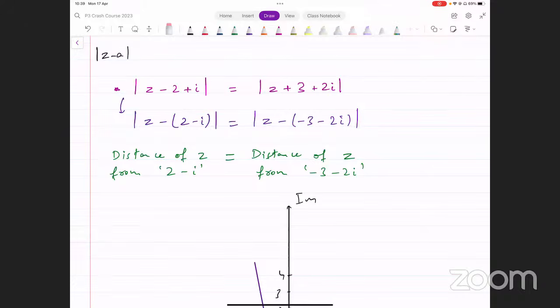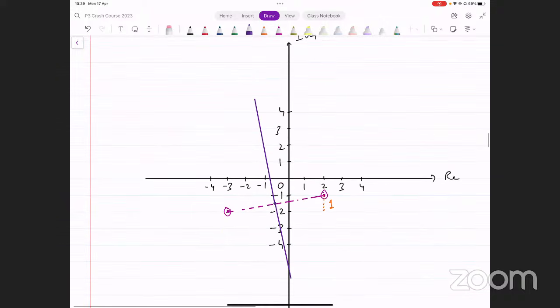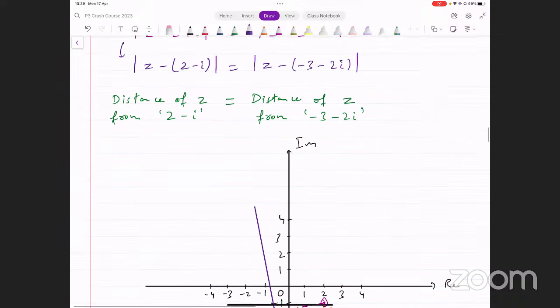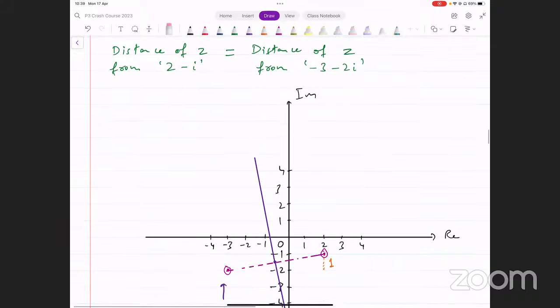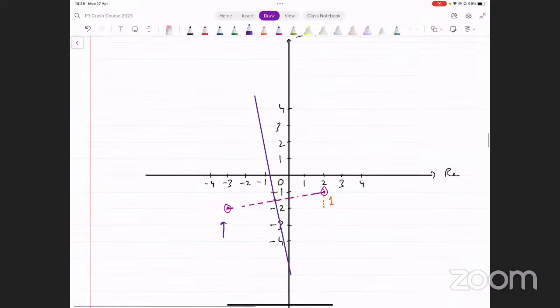Remember what that used to be? It would be a perpendicular bisector. So you mark those 2 points, minus 3 minus 2 iota and 2 minus iota. That's this point here. You mark those 2 points, and then point z could be anywhere on the perpendicular bisector of the line joining these 2 points, and that's this line. So you draw that line, and that is the locus that you get in this case. All right. So this is what we did.